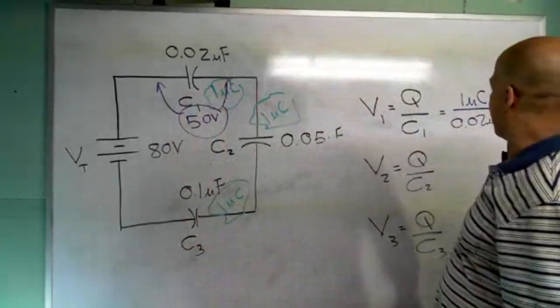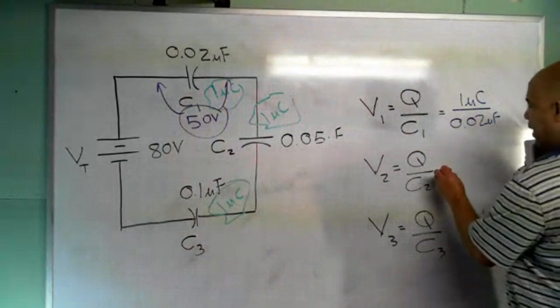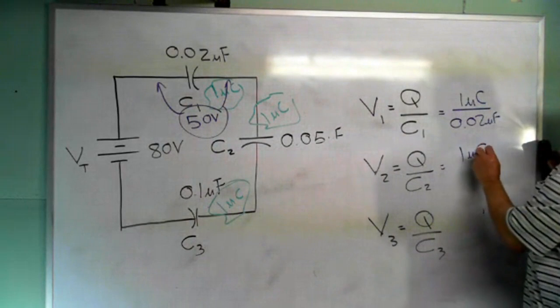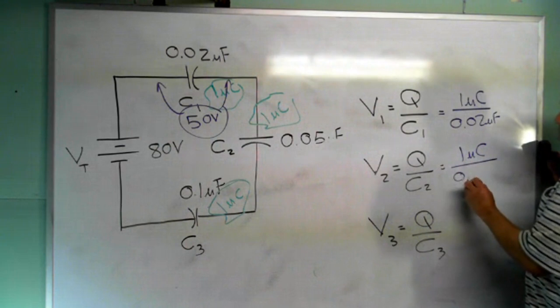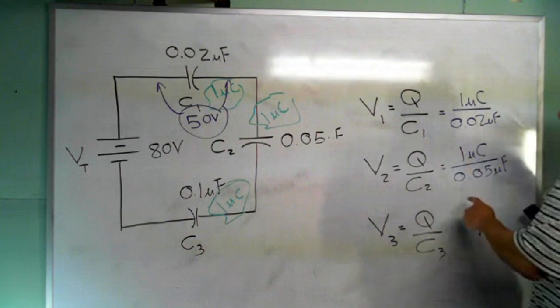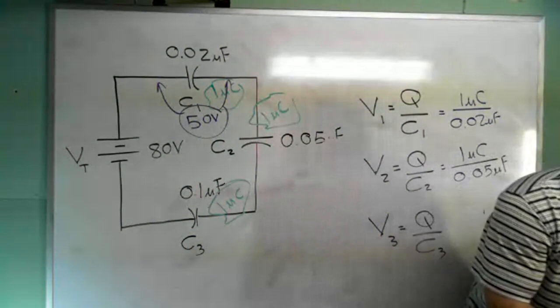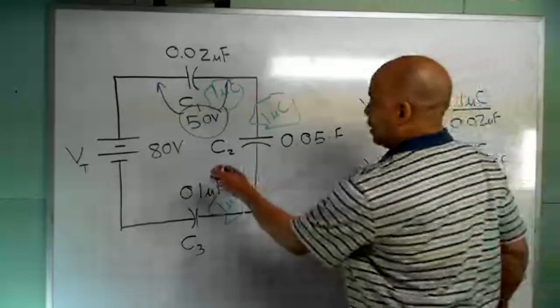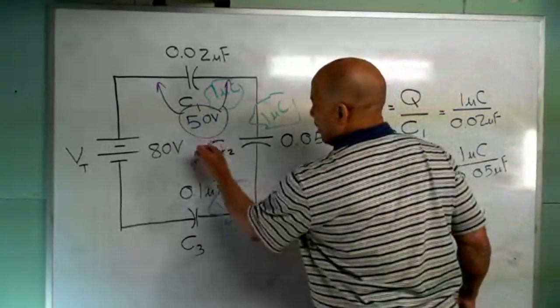And I'm going to do the same thing here. I have 1 microcoulomb divided by 0.05 microfarads. What's 1 divided by 0.05? 20 volts. 20 volts is correct. So I have 20 volts.